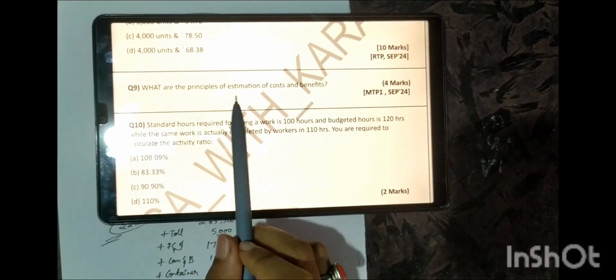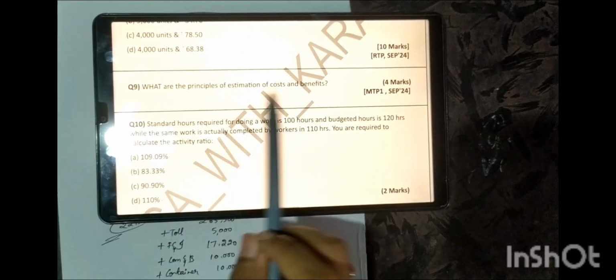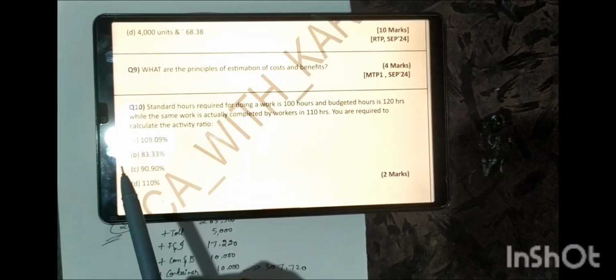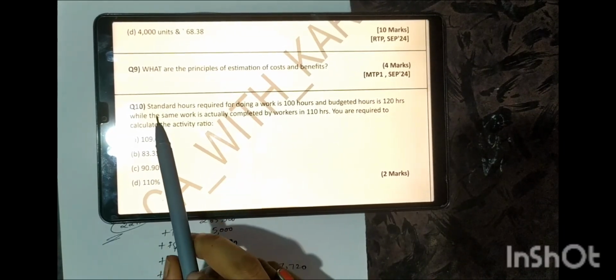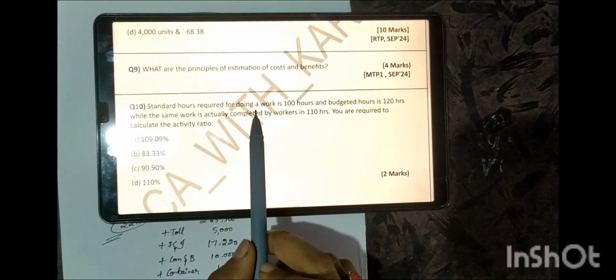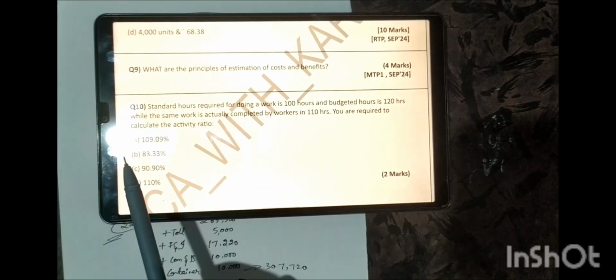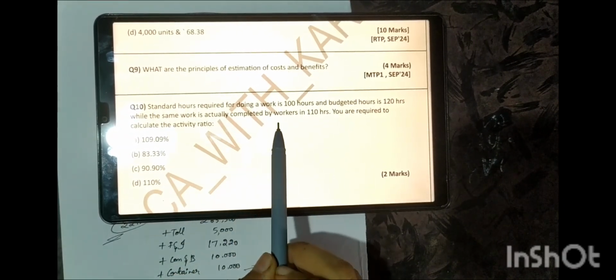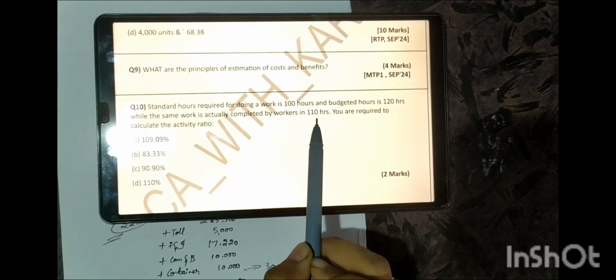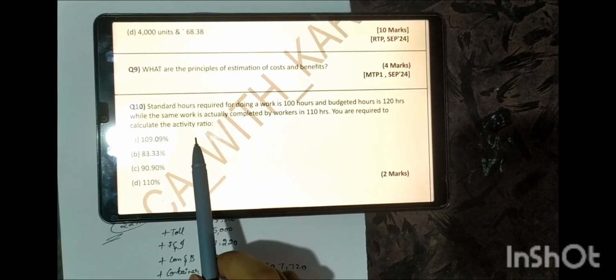And 9th question: what are the principles of estimation of costs and benefits? It's a theory question. And moving on to the 10th question: the standard hours required for doing a work is 100 hours and budgeted hours is 120. While the same work is actually completed by workers in 110 hours, you are required to calculate the activity ratio.